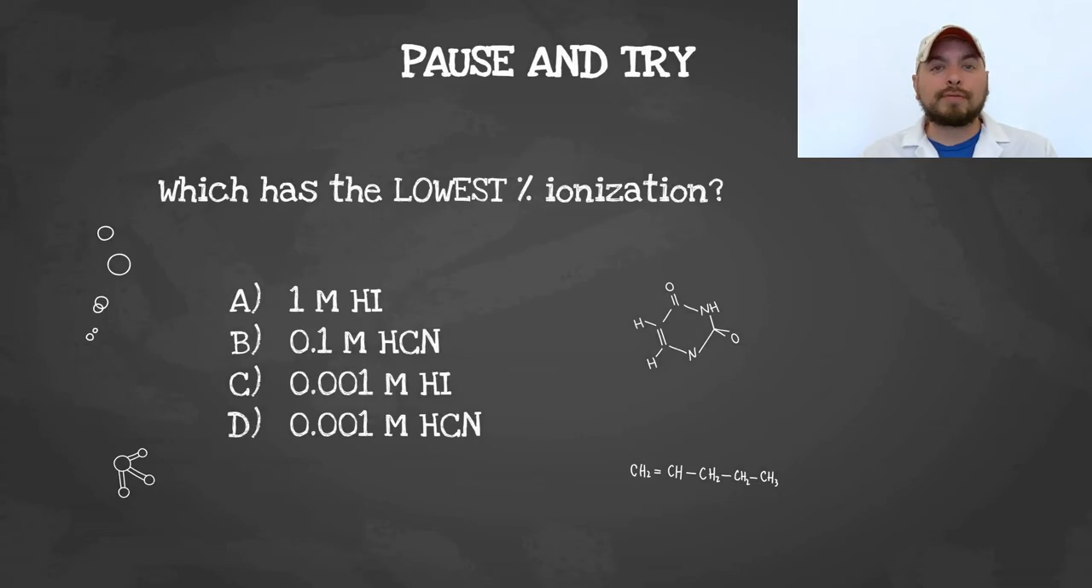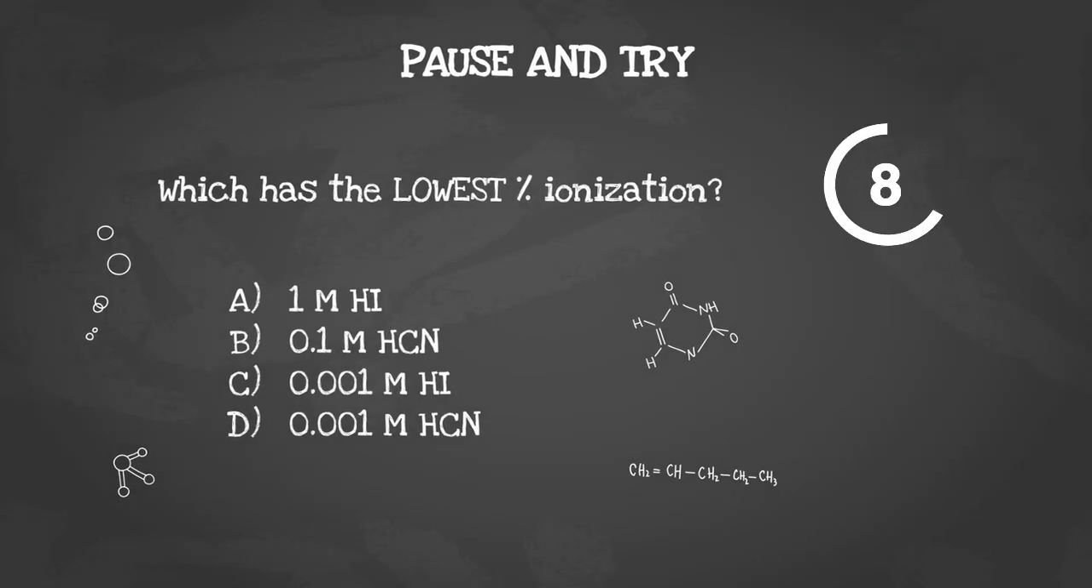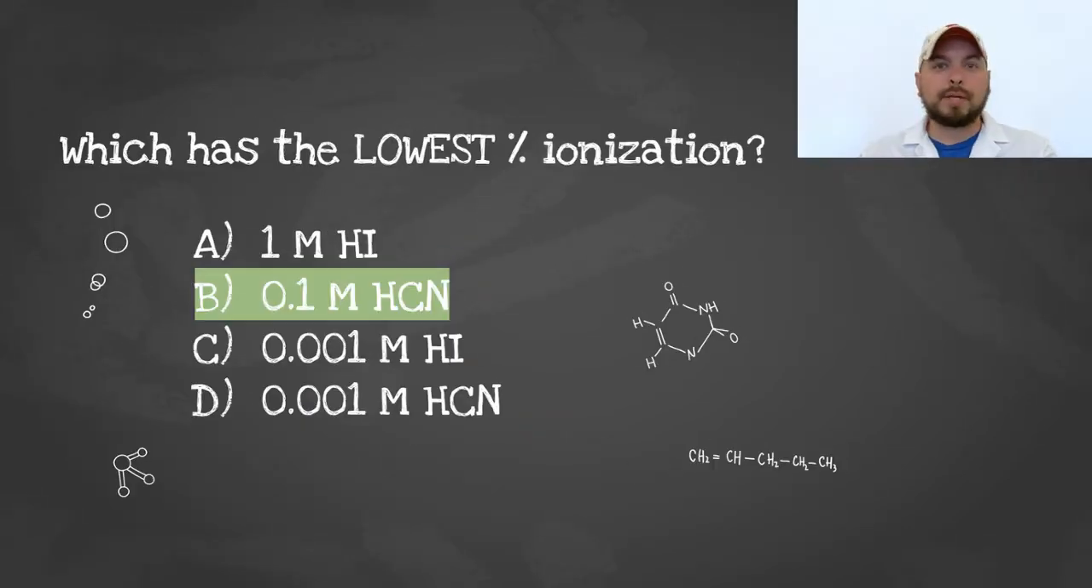All right, which of these would have the lowest percent ionization? Did you pick B? See, here's a trick, because remember, HI is a strong acid. No matter what concentration it's at, we assume that it dissociates 100%. So here the answer has to be either B or D. And the reason it's B is because it's the highest concentration of my weak acid, hydrocyanic acid.